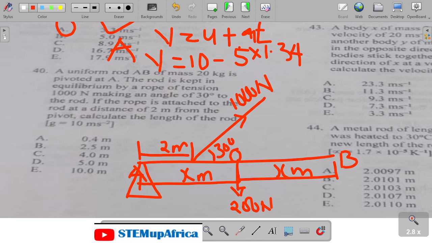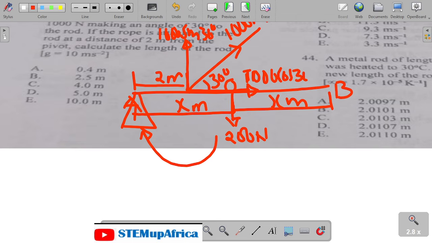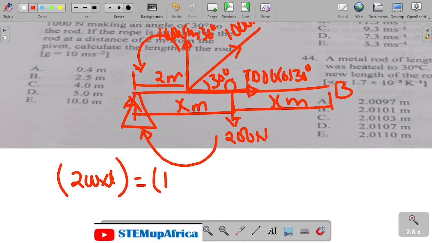With that, I can take moment at point A. Before then, I have to resolve this force first, into vertical and horizontal. If I resolve, I'm having 1000 sine 30, and here 1000 cos 30. If I take moment at A, this will also come here. So it's clockwise, it's anti-clockwise. I'm having 200 times S as the clockwise, which equals the anti-clockwise.